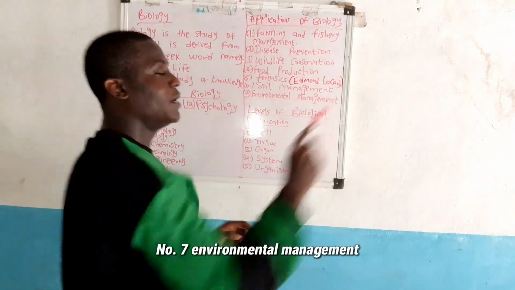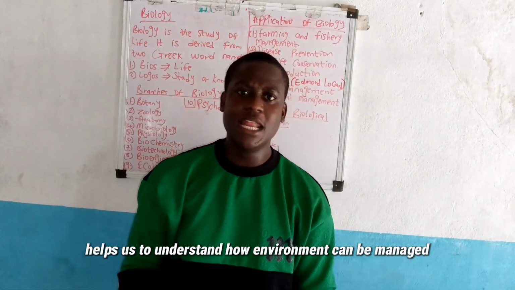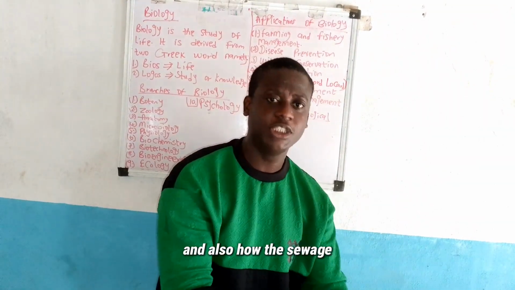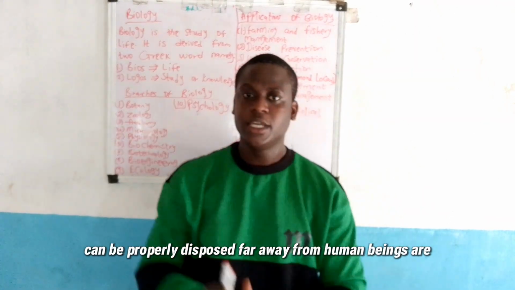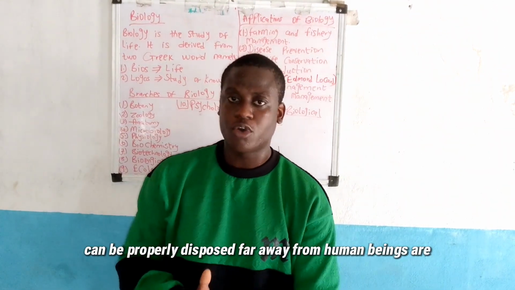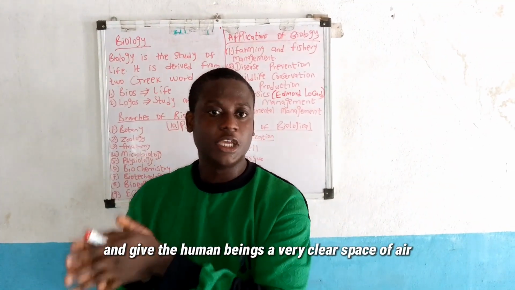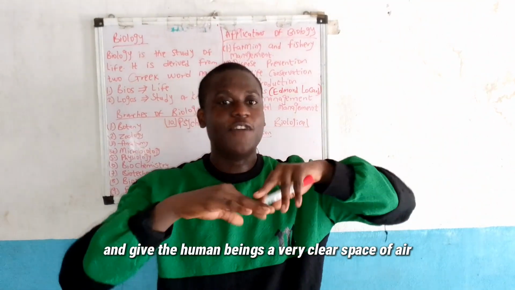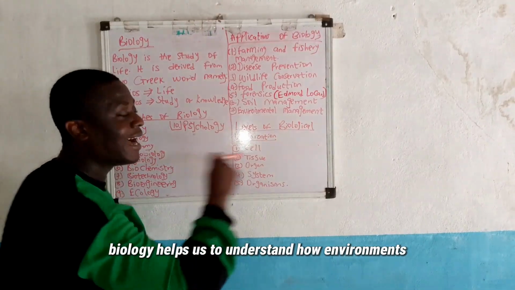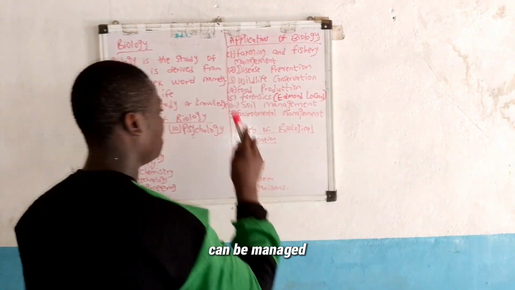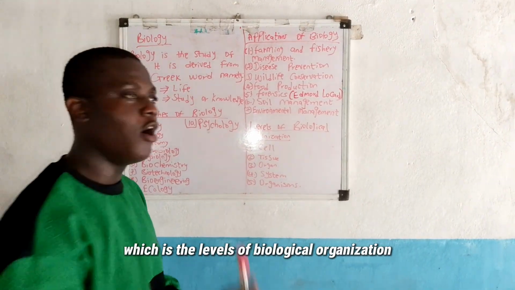Number 7, environmental management. The study of biology helps us to understand how environment can be managed, and also how the sewages which we get from our day-to-day cleanup can be properly disposed far away from human beings, so as to give human beings a very clear space of air. Are you with me? So the study of biology helps us to understand how environment can be managed.